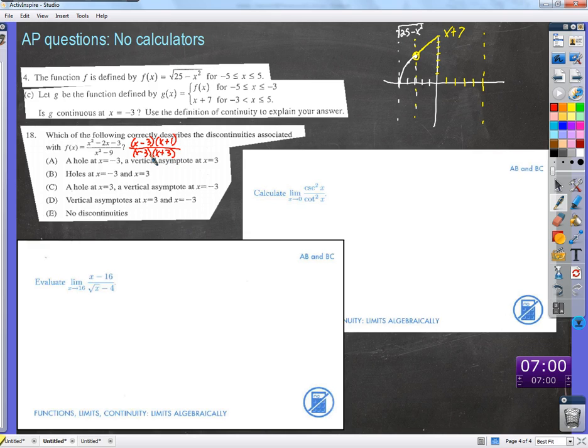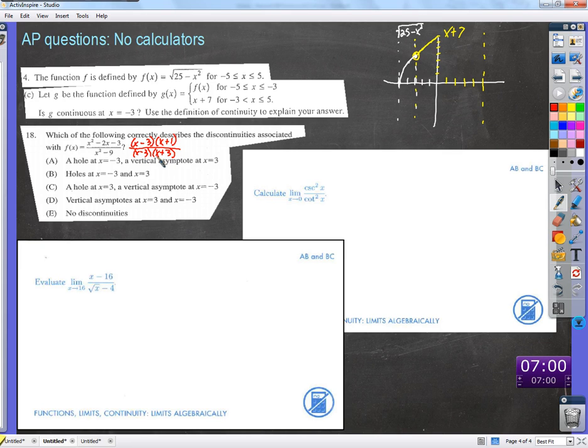X minus 3, X plus 3. Because they share a factor, what 0 is associated with this factor? If we put 3 into this factor, we get 0. So because 3 gives us a 0 here and a 0 there, it's a hole.